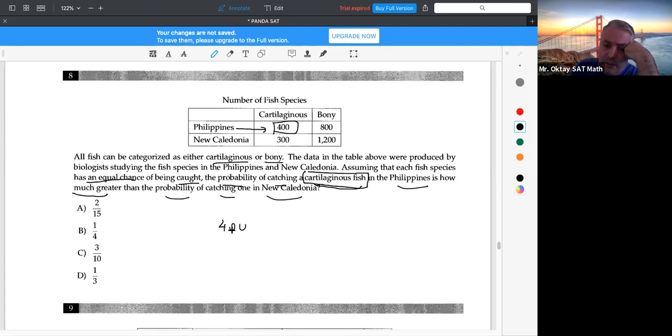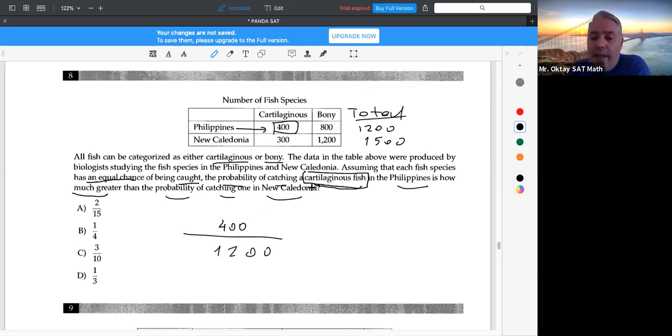So 400 out of the total in the Philippines, what I have is this one. This is the probability in the Philippines, and the probability in New Caledonia will be 300 divided by 300 plus this. So the question is, how much greater than New Caledonia? I mean, this is how much greater. So how much greater, should I use the minus to get the difference between two things? And then it will be this question mark.